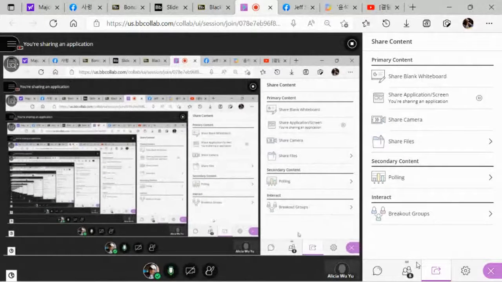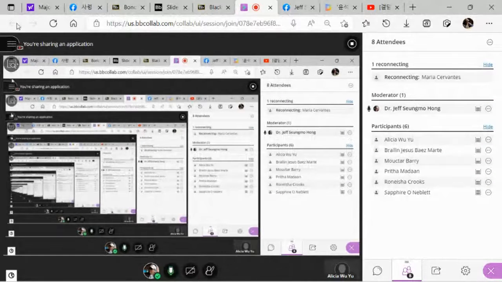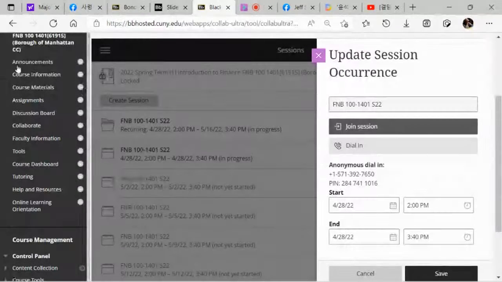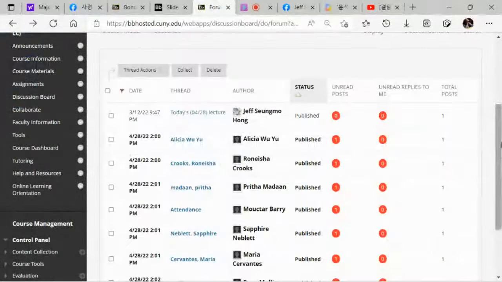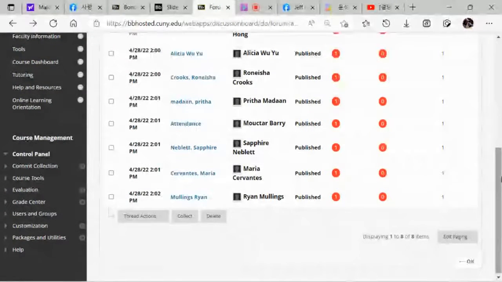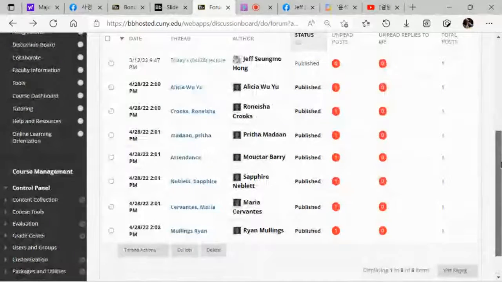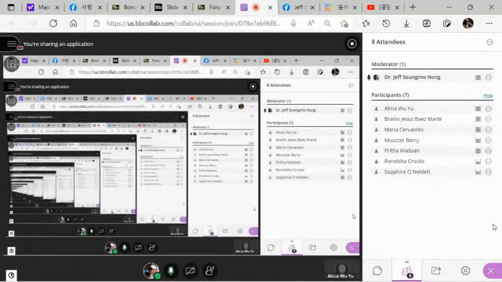Looks like I have 7 people today in the Collaborate, and I'm sure I have more people in today's forum. Well, that's just about the same number. I have 7 here, and I have 7 here. So I have a matching number.